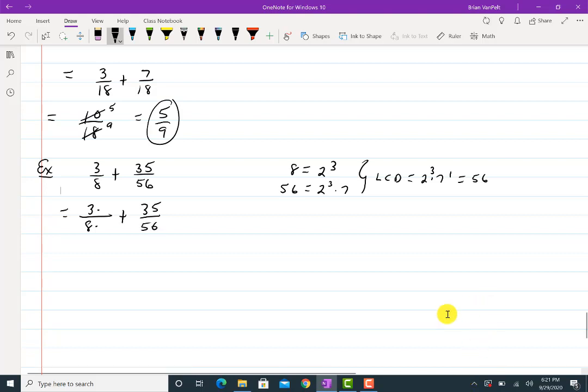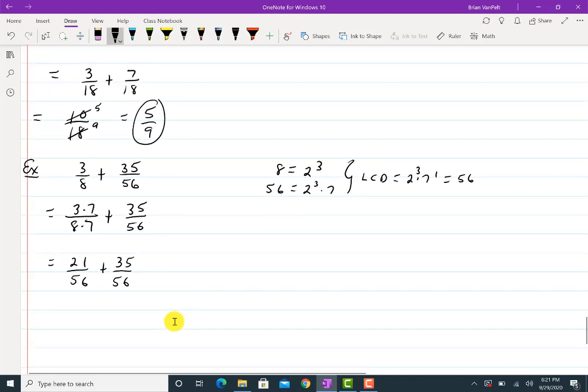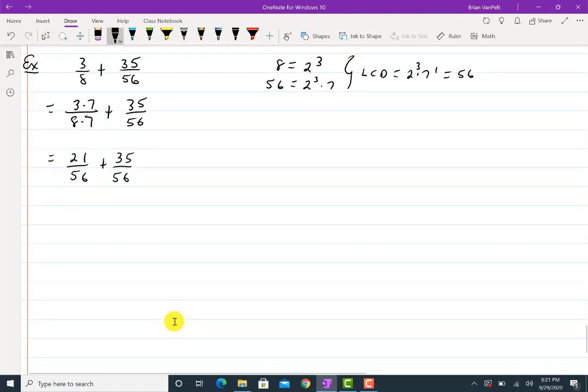All right, so what did we have to multiply 8 by in order to turn it into 56? We need to multiply 8 by 7. And then whatever I do to the denominator, I do to the numerator. So I get 21 over 56 plus 35 over 56. Oh, well, this is nice. This equals 56 over 56, which equals 1.